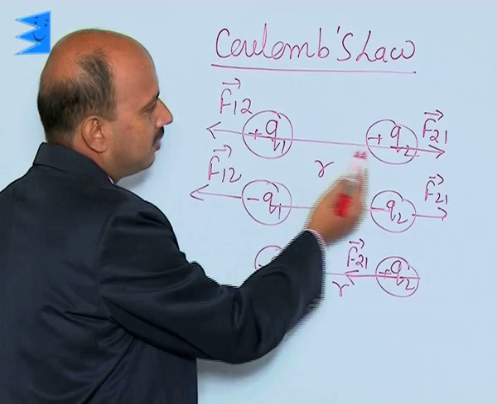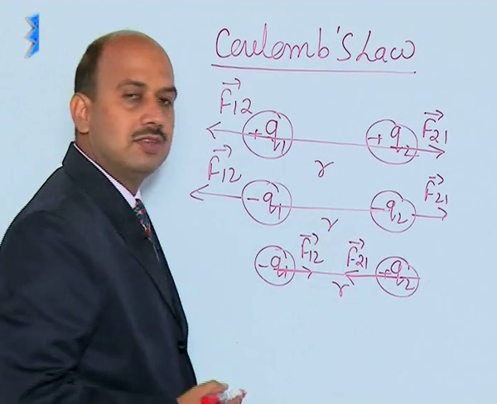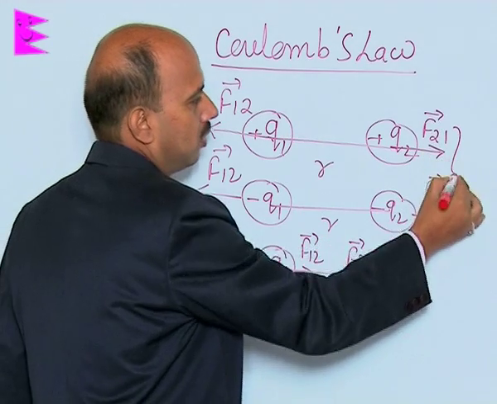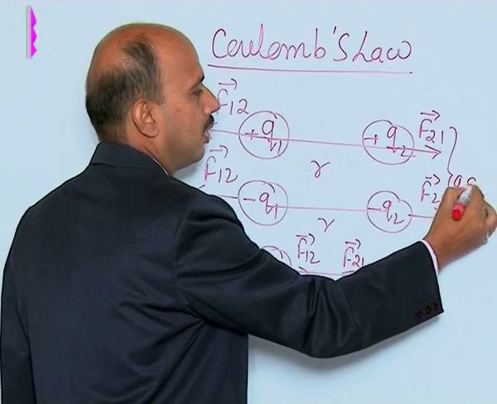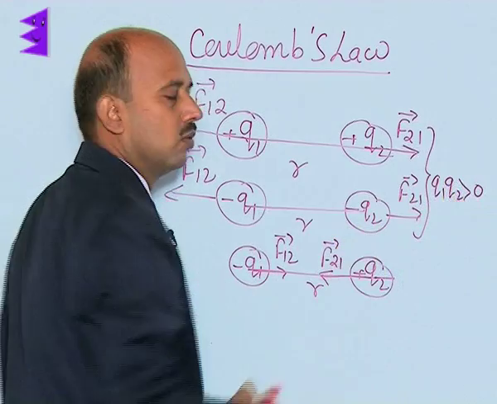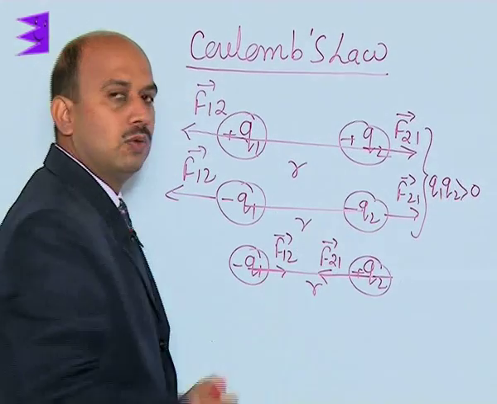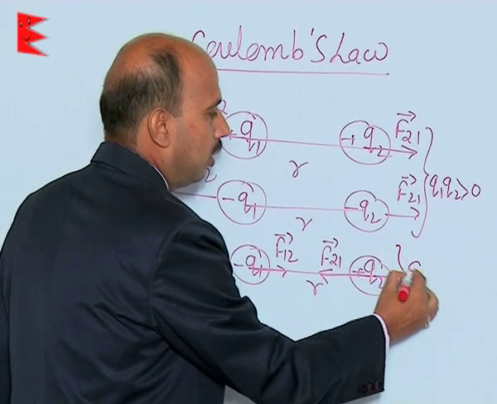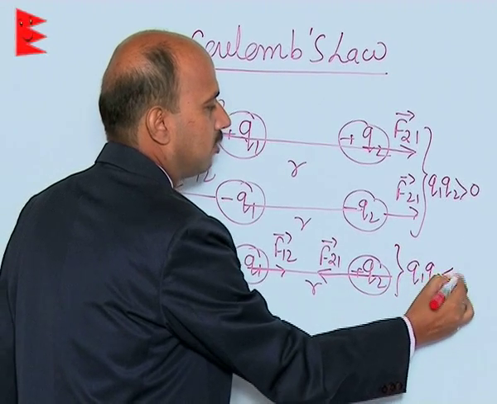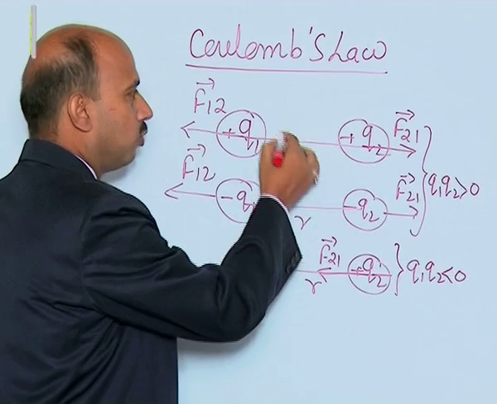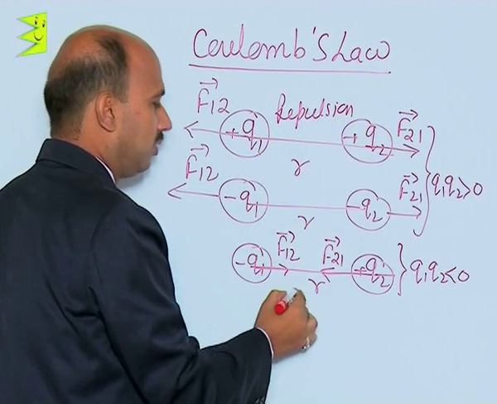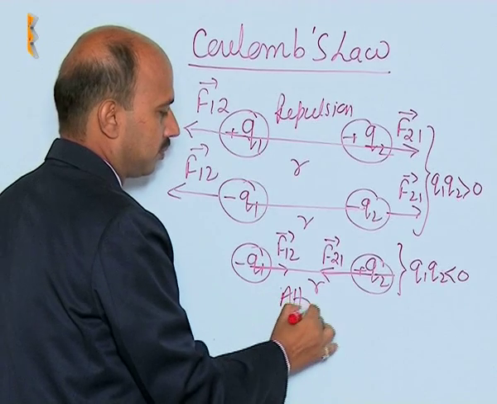So when these two charges are like charges, then there is a repulsion. So we can say in these two cases, we can write q1 q2 is greater than 0. If you multiply these two, you will get q1 into q2 greater than 0. And in this case, q1 into q2 is less than 0. So in this case, force of repulsion, and in this case, force of attraction.